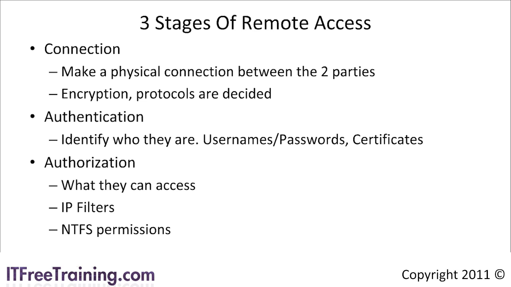When troubleshooting remote access problems, try to keep these stages in mind. If you are not being prompted for a username and password, the problem is probably a connection problem. If you keep getting denied access, the problem may be with your certificate or username and password. If everything seems to be working and your connection is up and running, but you can't see or access anything, the problem is probably with authorization. Remember to keep these 3 stages in mind when troubleshooting network problems.